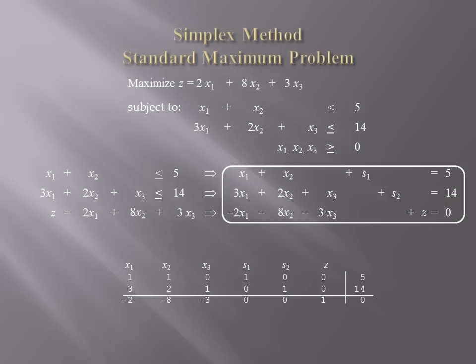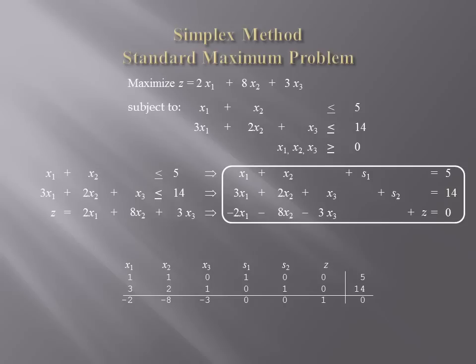Let me show you how you can get one solution to this system. Let all the x's be 0. If x1, x2, and x3 are 0, then looking at the first equation, it is clear that s1 will equal 5. From the second equation, s2 will equal 14. And from the third equation, z will be 0. How can you see that solution from the matrix?